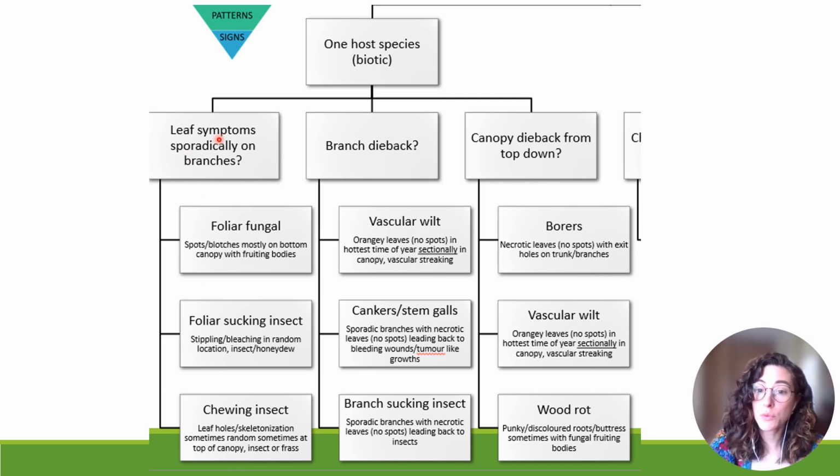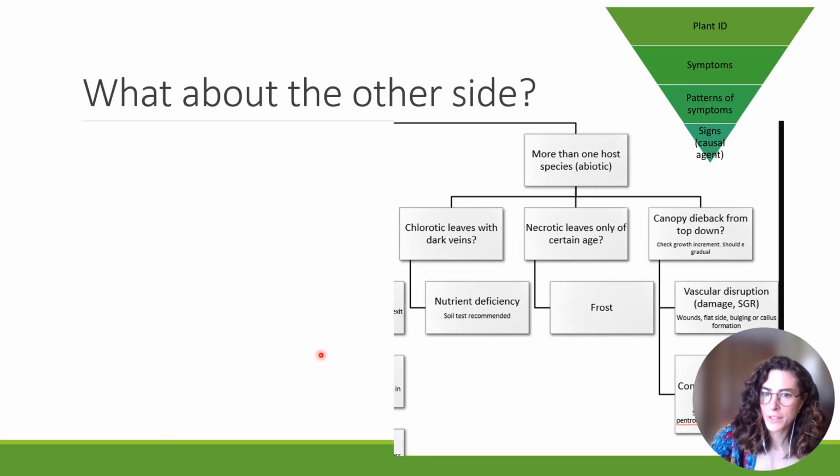So yes, this was basically the breakdown of the patterns of symptoms that we can see when we only see it on maybe one host or one specific type of host or a group of hosts. Again, thinking it's mostly biotic. But what you might be thinking now is, wait a minute, there was a whole other side to this. So let's go ahead and look at that. So what about the other side?